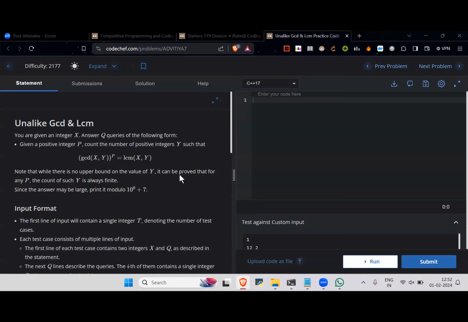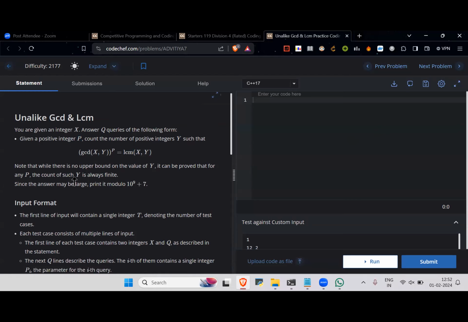Each query is of the format where you're given a positive integer p, and we need to count the number of positive integers y such that GCD of (x, y) power p equals the LCM of (x, y).